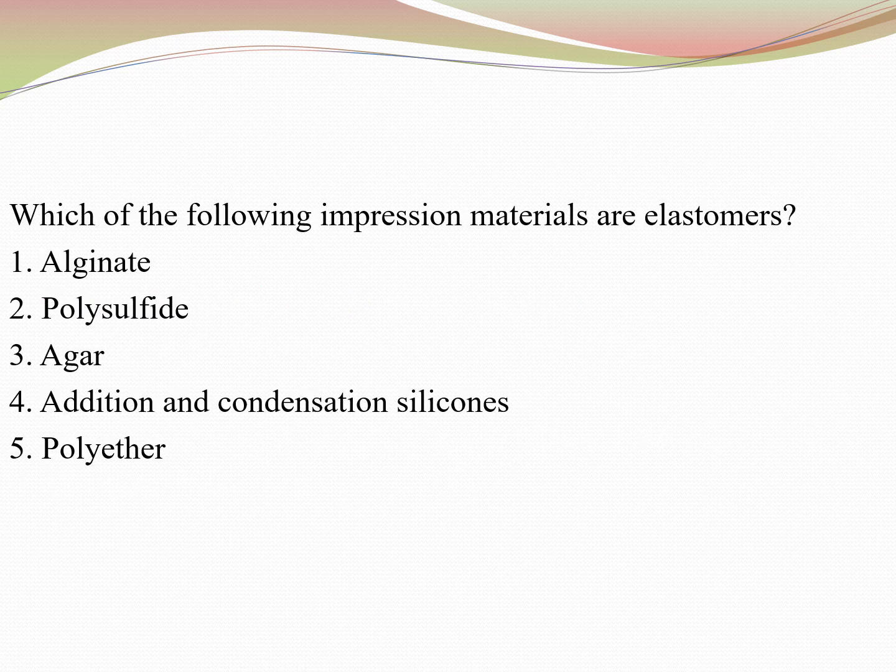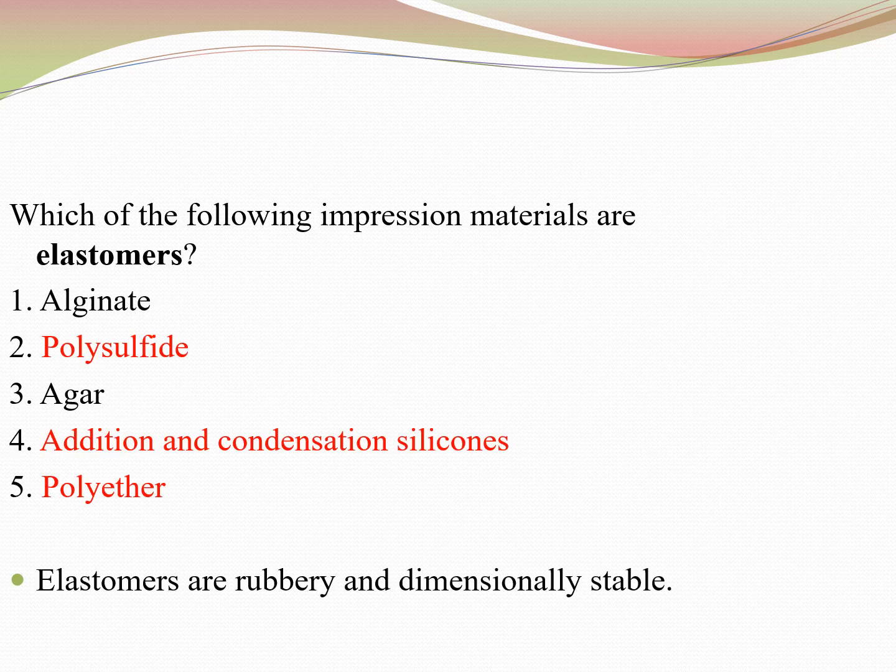A lot of questions in this, and again, usually I play this in a game format and we discuss the questions as we go along. So I'm sorry we didn't get to do that game format. So next question, which of the following impression materials are elastomers? We have alginate, polysulfides, agar, addition silicones, and polyethers. I'm just going to jump to the next slide and let you look at that.